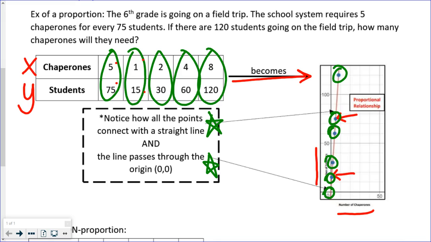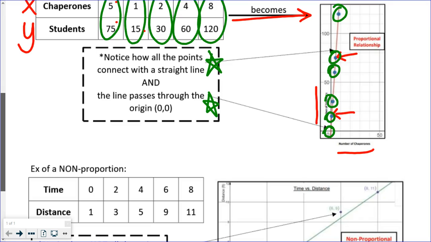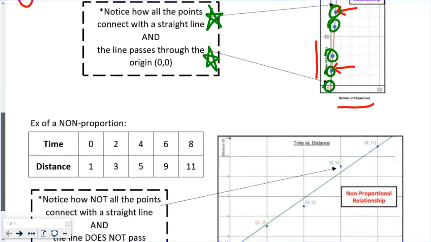Now you're saying, okay, why does it pass through the origin? Well, think about it. It requires 5 chaperones for every 75 students. If there are 0 students going on the field trip, how many chaperones are needed? Well, that answer is 0. If no one's going on the field trip, you don't need any chaperones. So that's where that 0, 0 comes from.